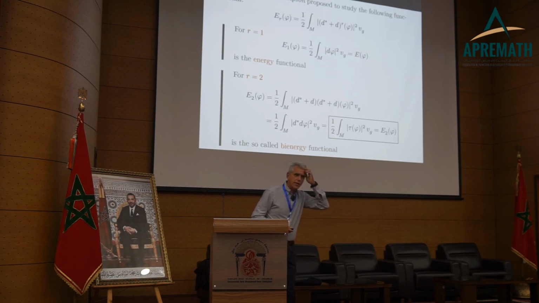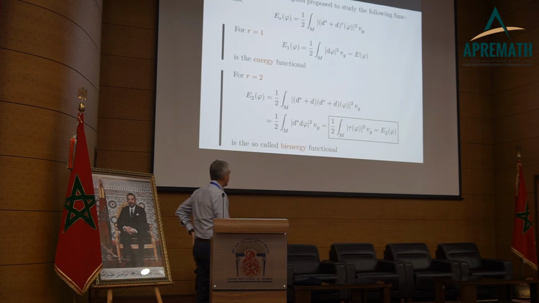If we think a little bit, what is this functional really? If you have a harmonic map, the tension field is 0, so this function is 0. In other words, a harmonic map is an absolute minimum of the bienergy.